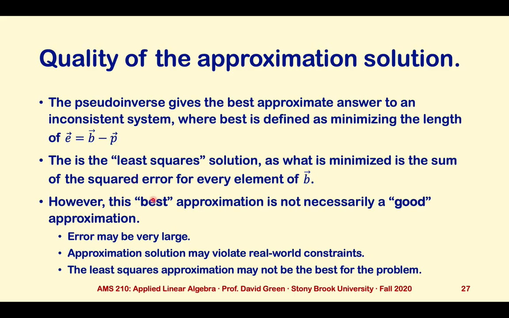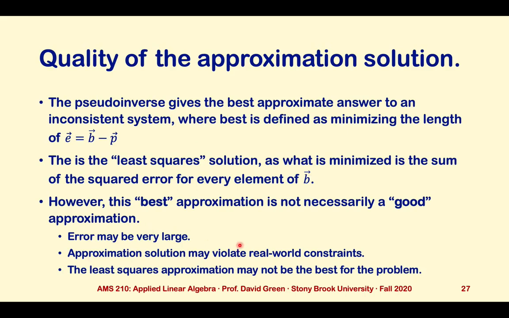However, just because we can get a best approximation for any right-hand side does not mean that that approximation is always a good approximation. There's lots of things that can make us question the quality of the approximation. The error might simply be large. We might look at this error vector and it is very large in magnitude or in relative terms, and that might worry us about the quality of the approximation.